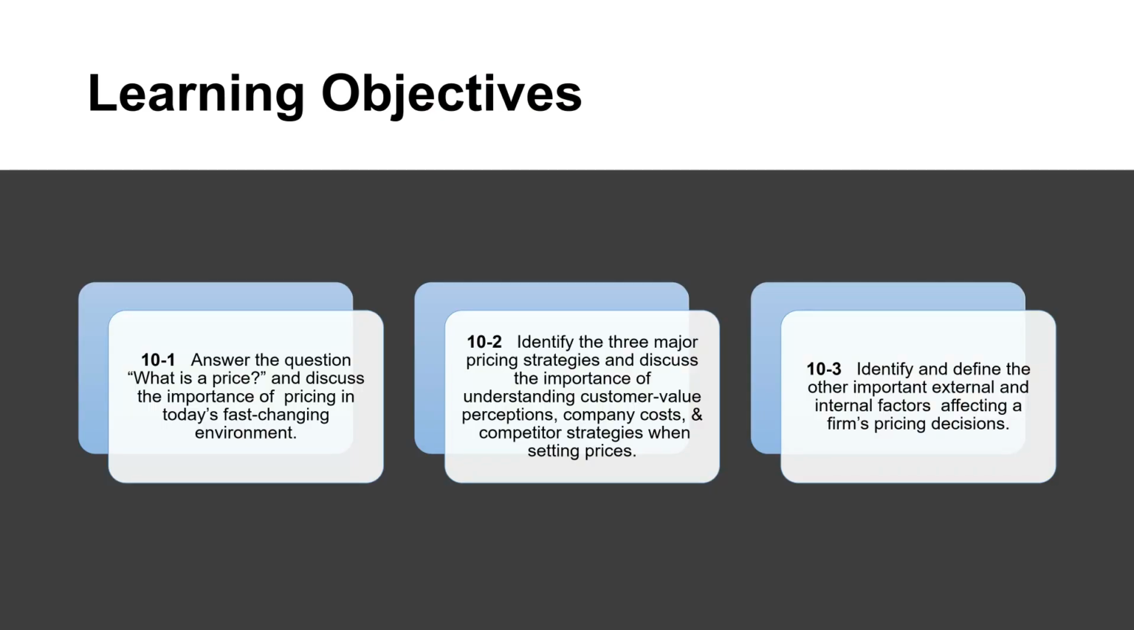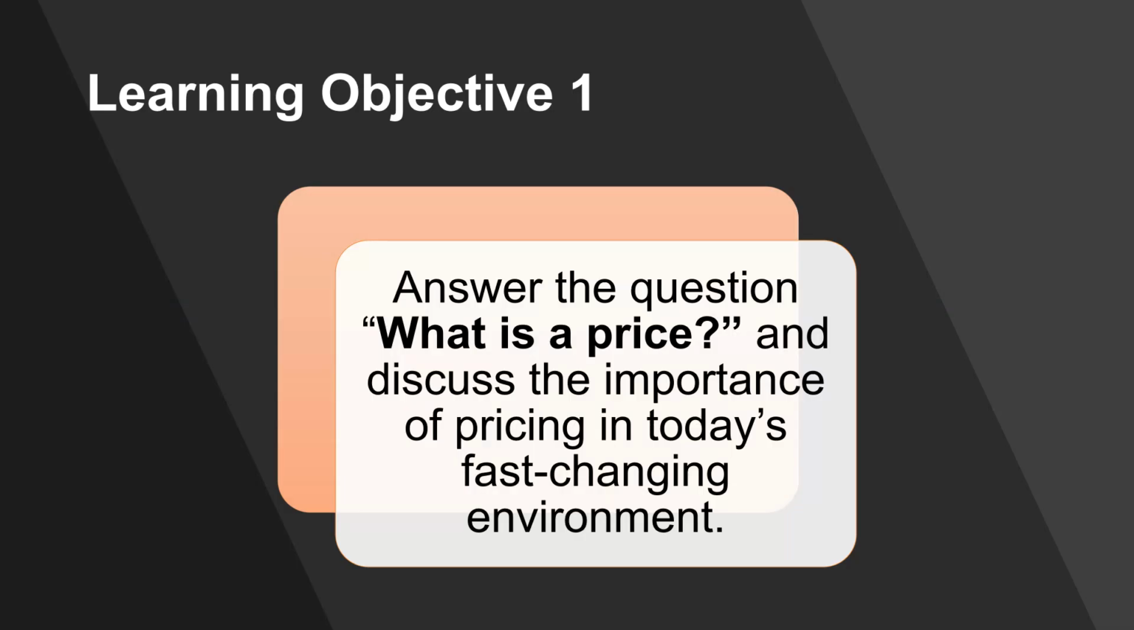So Chapter 10 has three main core objectives. One is understanding what price is. Number two is identifying the major pricing strategies, and there are several of them that we'll go through today. And then lastly, identifying important external and internal factors that a marketing leader would have to understand before they make pricing decisions. So let's answer the first question.